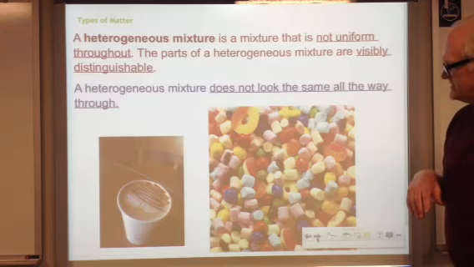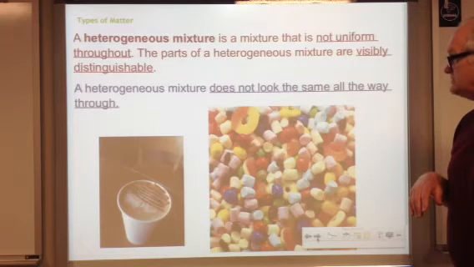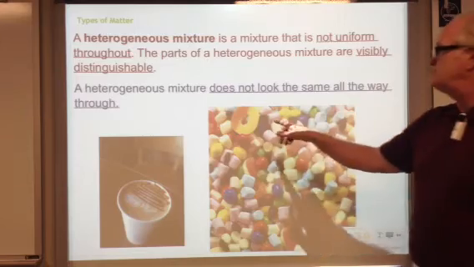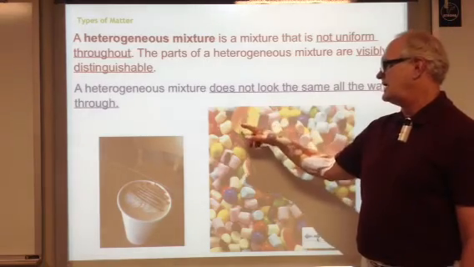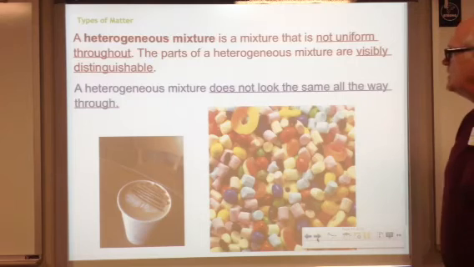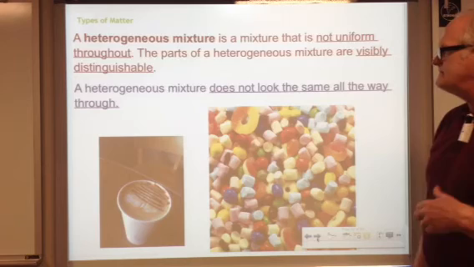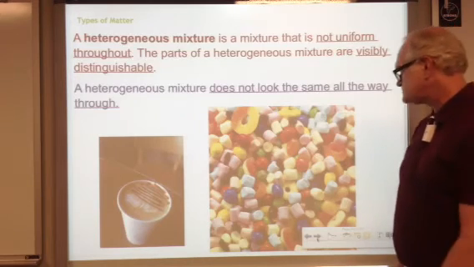This big container of candy is a mixture of different types of candy, and they all look different. So it does not look the same all the way through. In fact, some of the pieces of candy are heterogeneous because they don't look the same all the way through. So we tell whether a mixture is homogeneous or heterogeneous by looking at it.